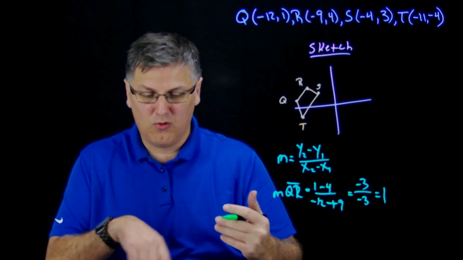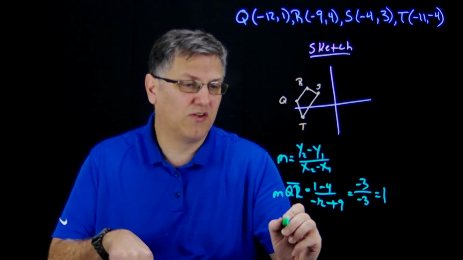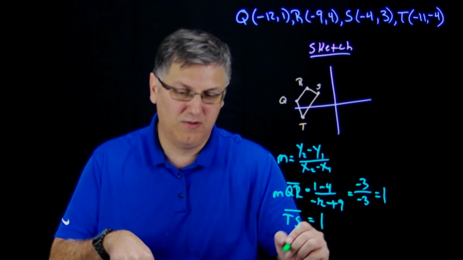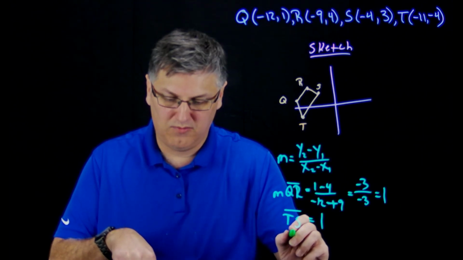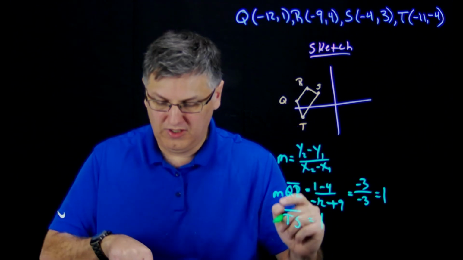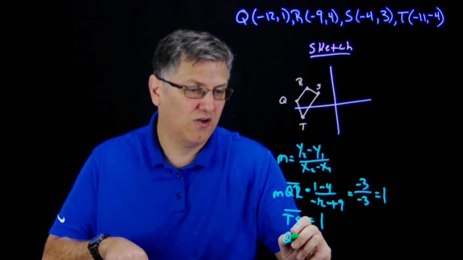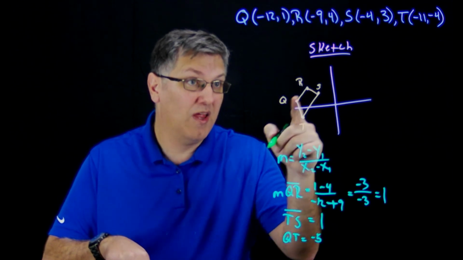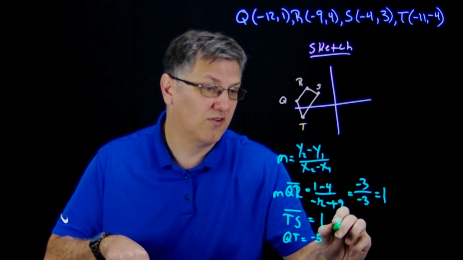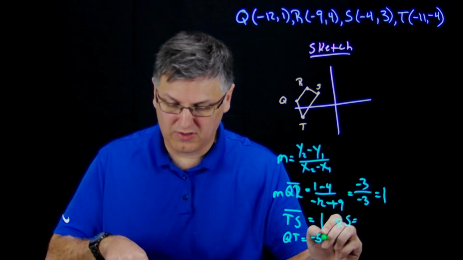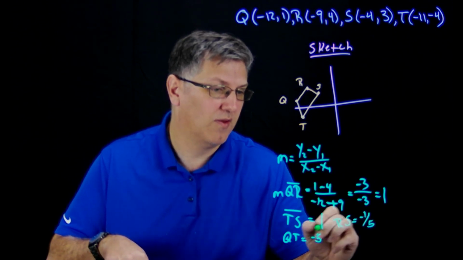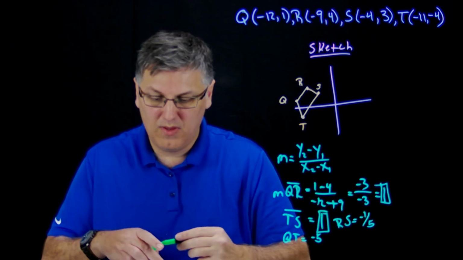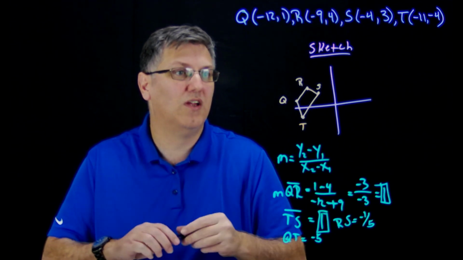Now, if you go in and do the calculations, my slope of TS, which is what I was looking for, is in fact 1. My slope of QT is negative 5, and my slope of RS, by doing all the calculations, is negative 1/5. Now, because the slopes of QR and TS are the same, we know that this is going to be a trapezoid.